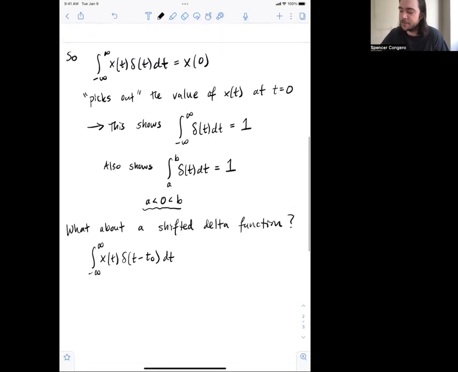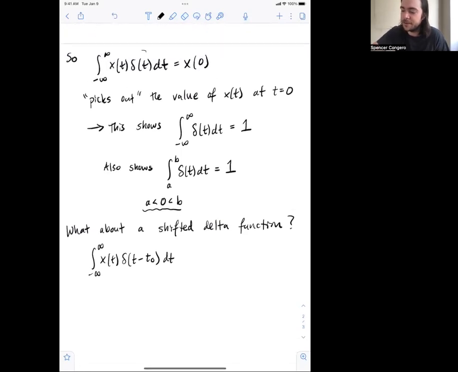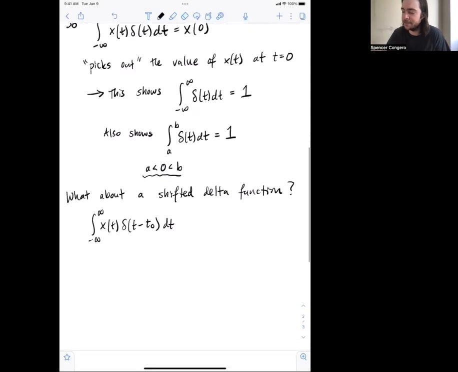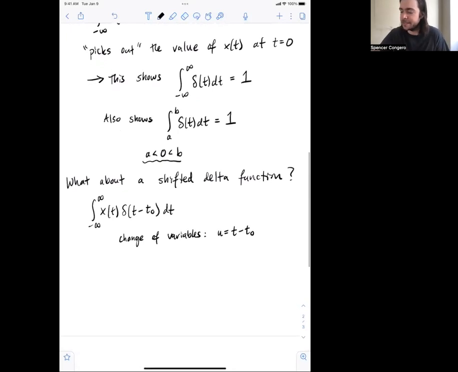And now how can we use what we've done already? Well, what we've done already kind of requires that the thing inside the delta function is the integration variable. What we need inside the delta function is the integration variable. Right now, we don't quite have that, right? Well, what can we do to make this thing inside the delta function be our integration variable? We'll just do a change of variables. I think some people call this u substitution. I just call it change of variables. Okay, so we're going to let u be that t minus t naught, and that means that du is just dt.